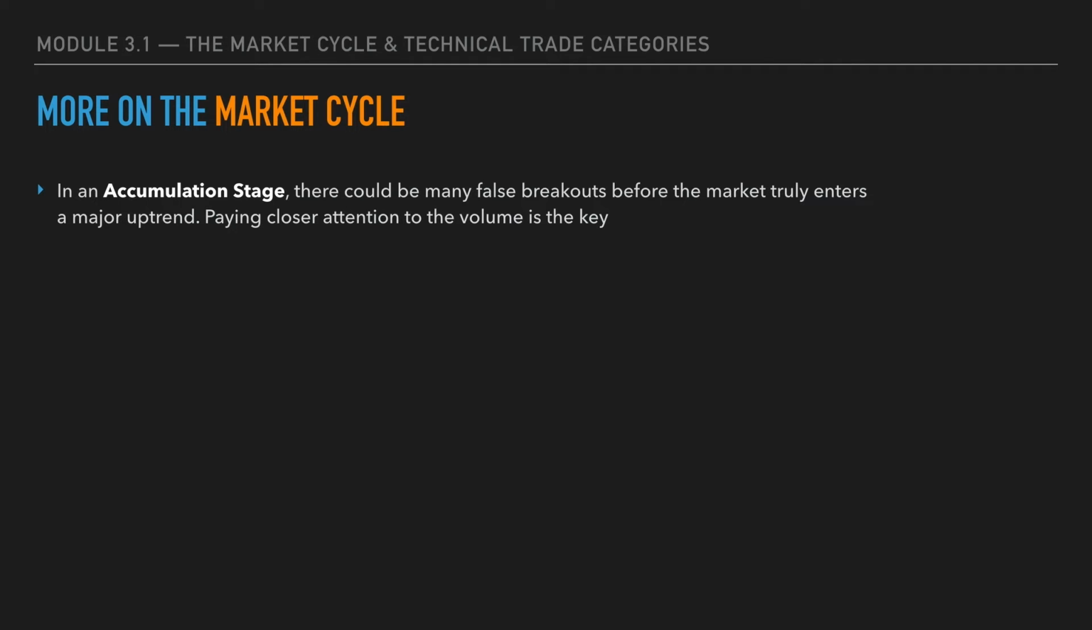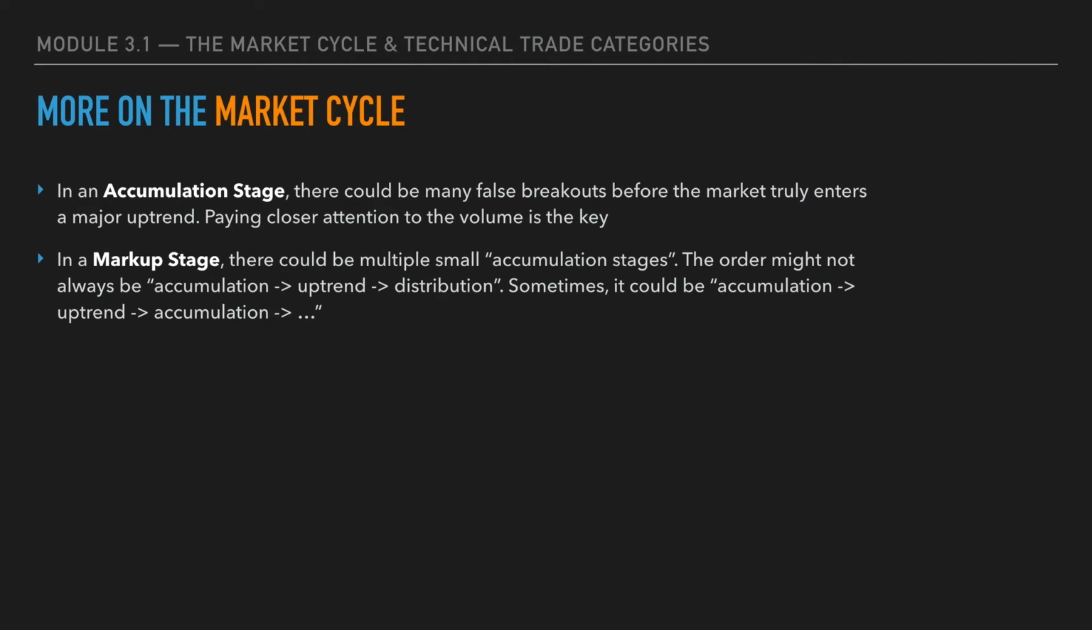Paying close attention to the volume is the key. In the markup stage, there could be multiple small accumulation stages. The order of the market cycle may not always be accumulation, uptrend, distribution. Sometimes it could be accumulation, uptrend, accumulation, and go on. But eventually, it will reach the distribution stage.